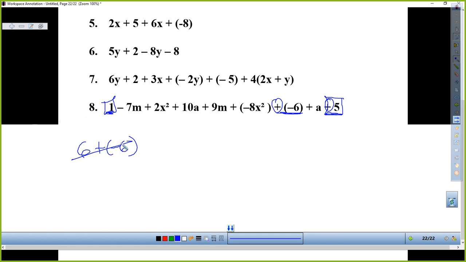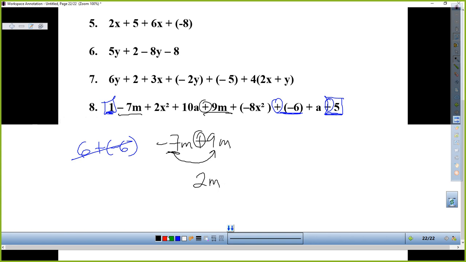Okay. Next, I'm going to go with m. Is there another m? Yes, right here. And is there an addition in between? Yes. I'm going to write it here, negative 7m plus 9m. Since it's addition, they're opposite signs. 7 of these cancel 7 of those, and we're left with 2m.